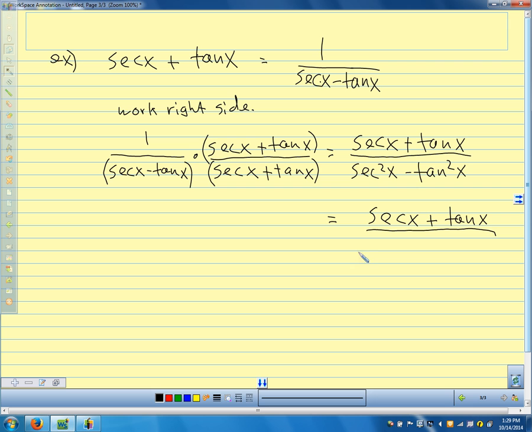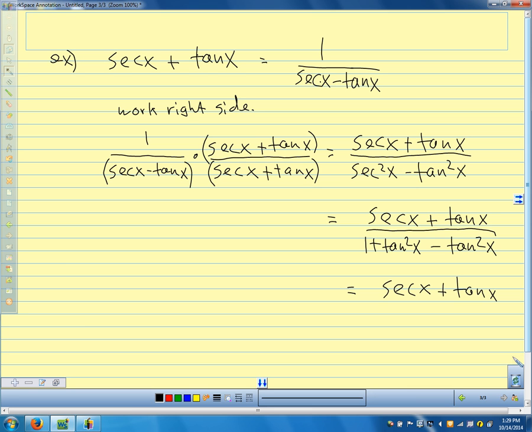Secant squared x equals 1 plus tangent squared x minus tangent squared x. And we just end up with a 1 in the denominator, and we have our secant x plus tangent x. So not too bad. Not too bad.